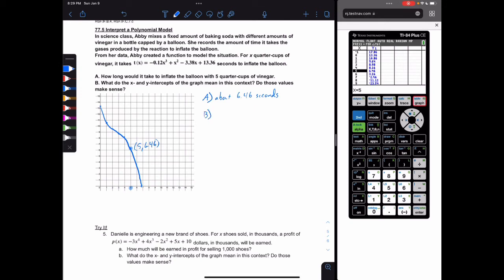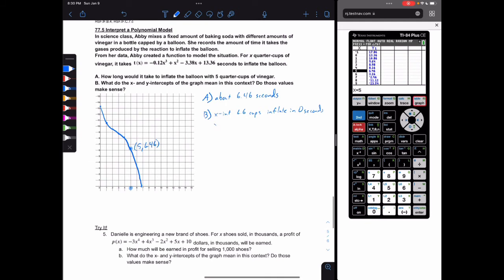So in part B, our x-intercept. So x-intercept is somewhere around 6.7, 6.6. We don't know exactly where it is. Which means that would be 6.6 cups. Then that would inflate in 0 seconds. So the x-intercept tells us 6.6 cups would inflate in 0 seconds. Obviously, that makes no sense. So we'll get to that in a second.